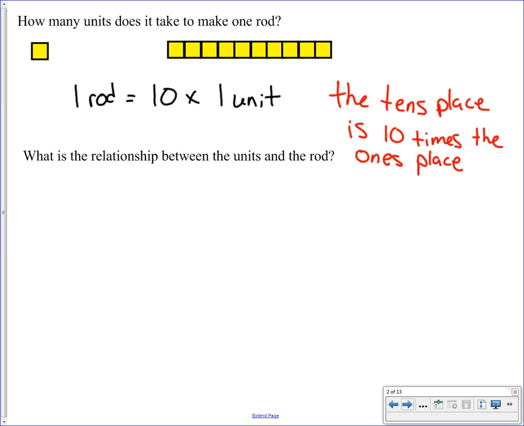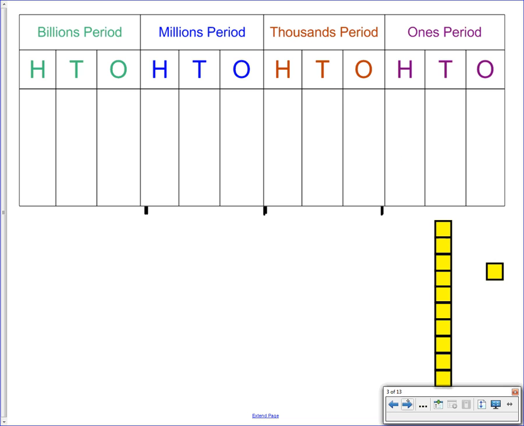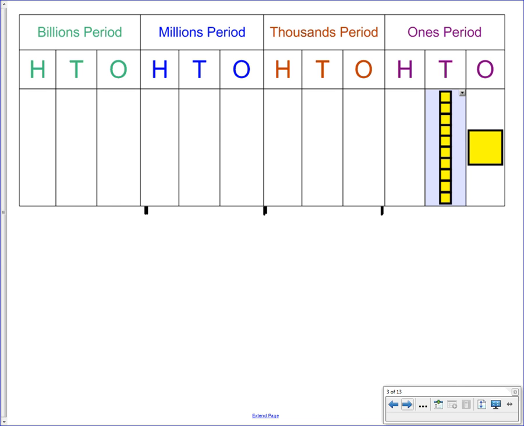Okay, so hopefully that makes a little more sense to you guys. The tens place is 10 times the ones place. So let's go ahead and put our units where they go. So our 1 unit goes here in the ones, and our rod goes in the tens. And so to get a rod, we're multiplying the previous unit times 10. So ones times 10 gives us our rod, or our tens place.